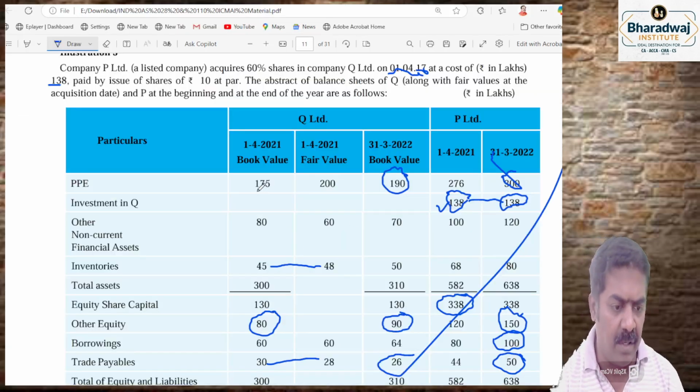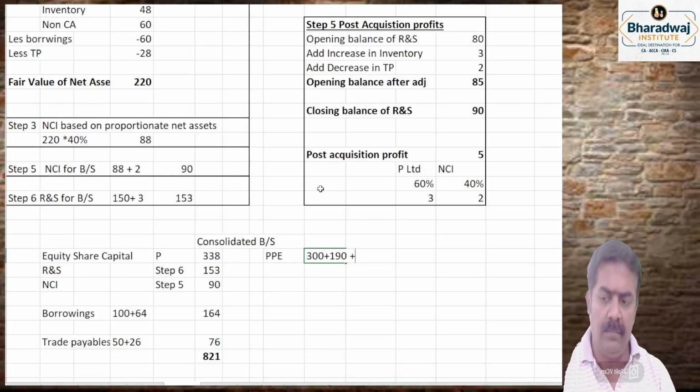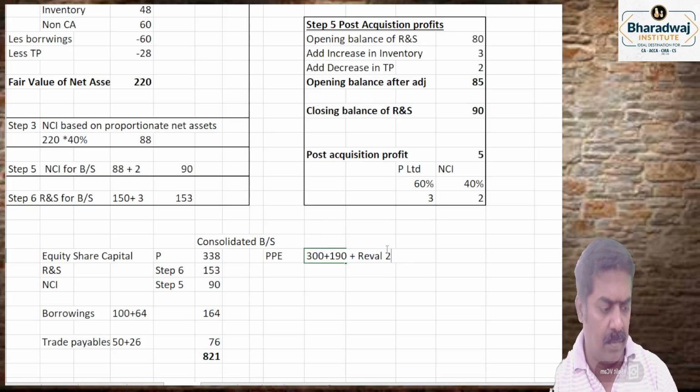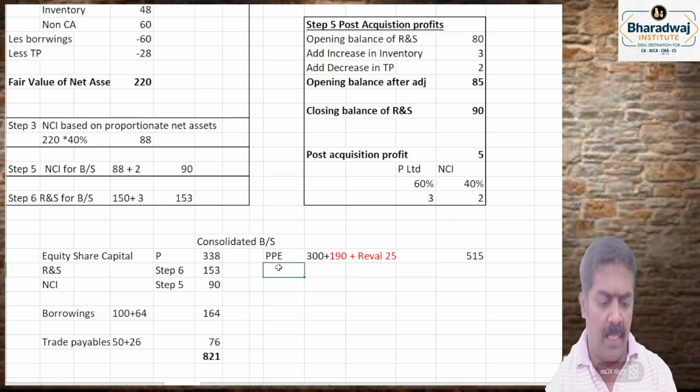plus the revaluation. At the beginning of the year we revalued from 175 to 200. How much it will be? Revaluation 35. So 515 will come as PPE. Then goodwill will come. Step number 4. What is goodwill? 6.